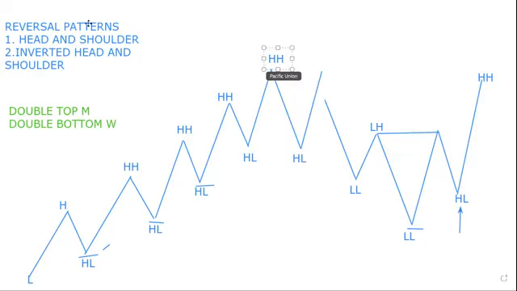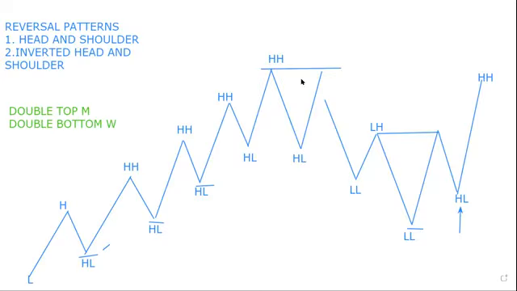But price couldn't break it. What does the price do? Price was around this region, this area. So price could not break this region. You know what it did? The price came up to this region.